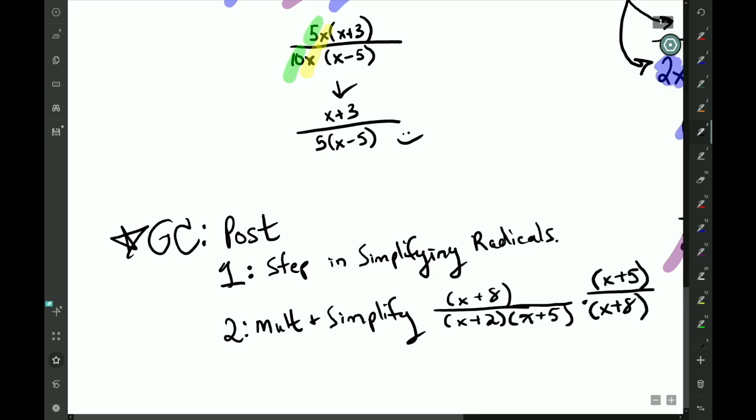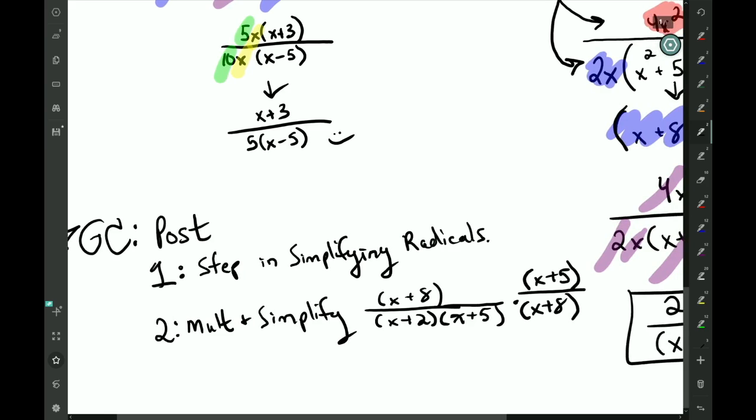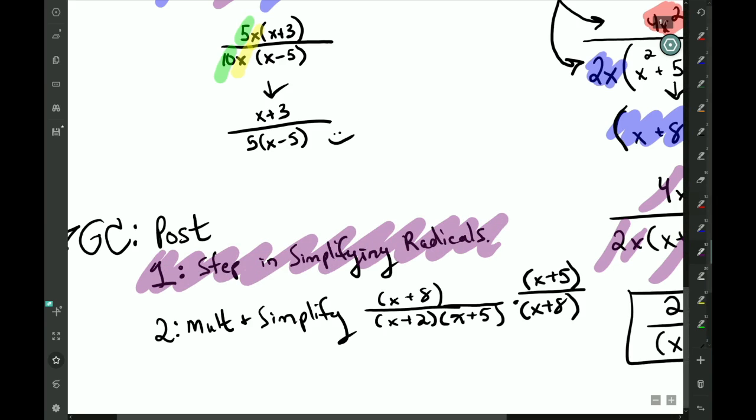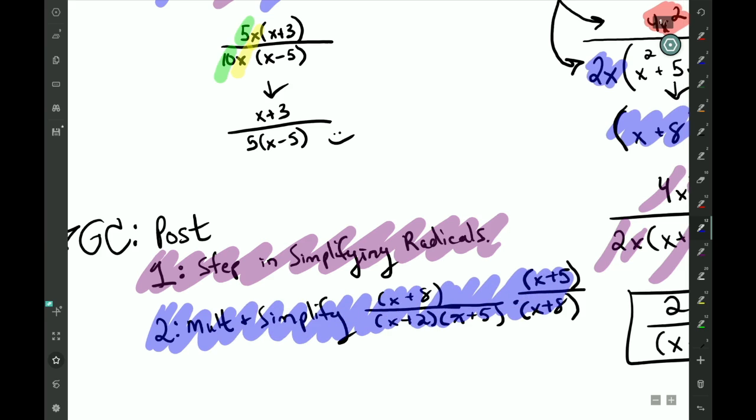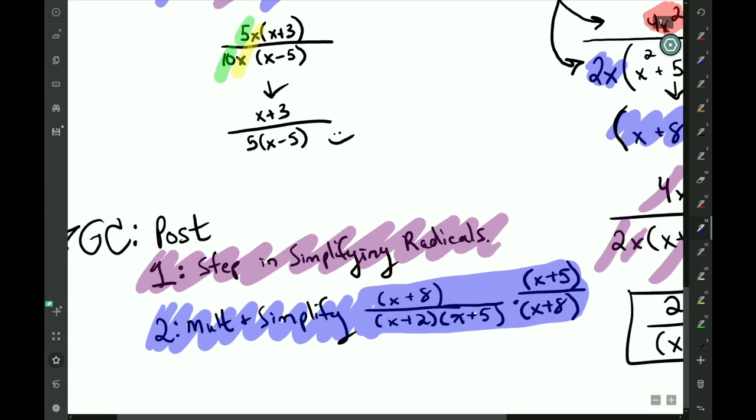Okay, so try those 2 things. Post your comments, 2 pieces. Step 1, how do you simplify radicals? What's the first step you do? And number 2, I would like you to multiply and simplify this expression here. So write it down, give it a shot, post your comments, and that's about it.